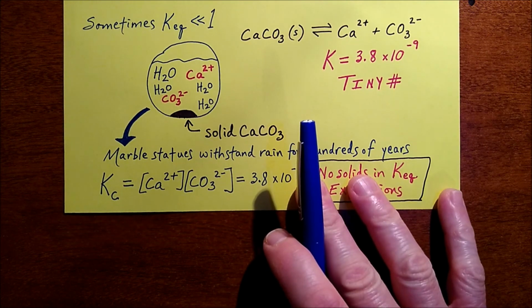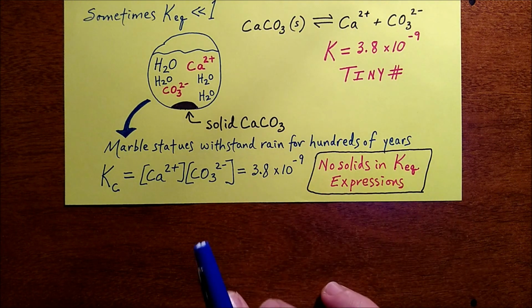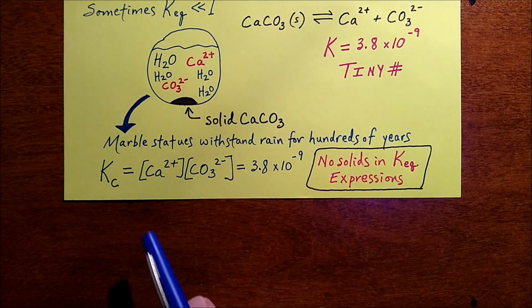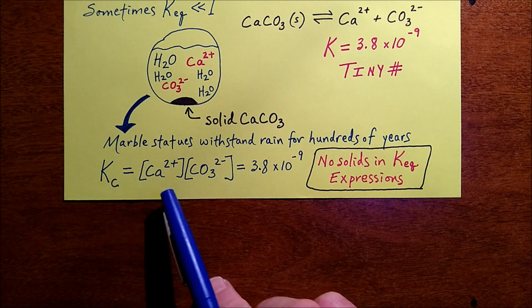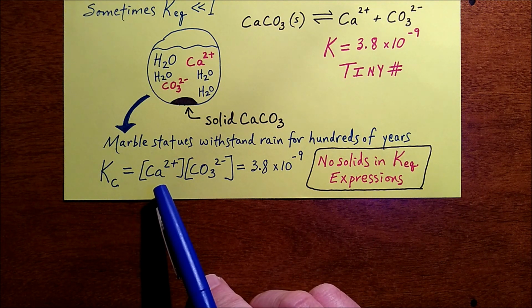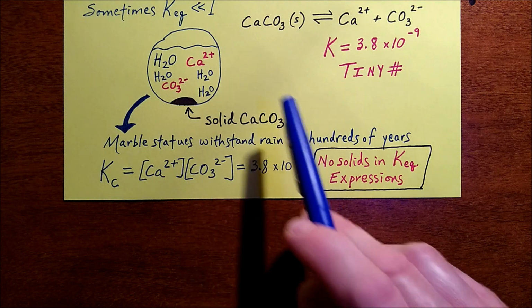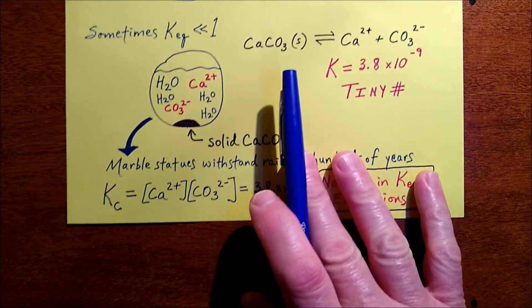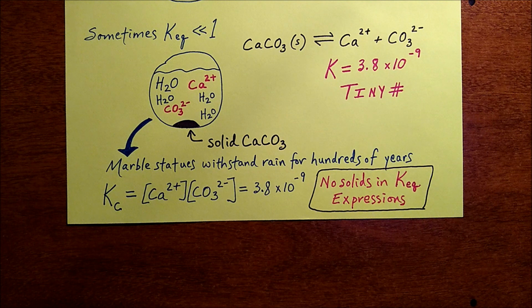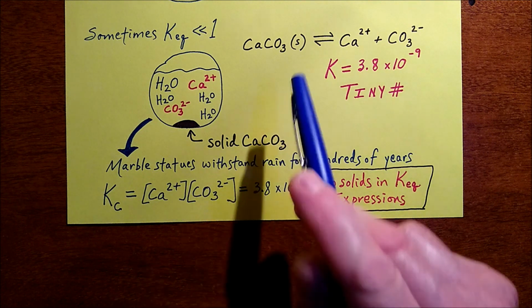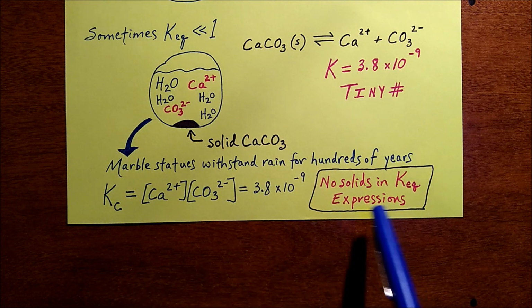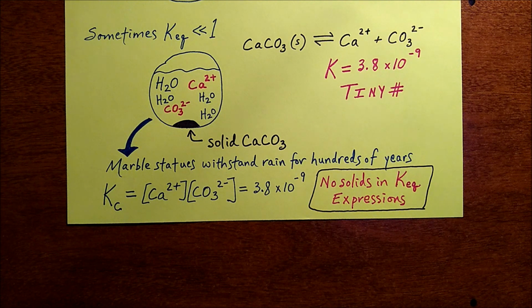And we represent the K. Notice how we write the expression for this. The K of this reaction is just the product of the calcium ions times the carbonate ions. We don't plug in the concentration of calcium carbonate solid. There are no solids in a KEQ expression.